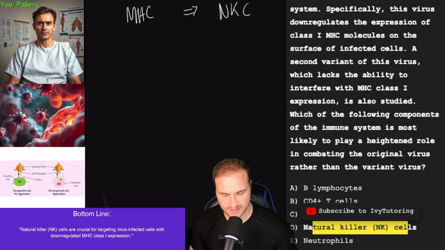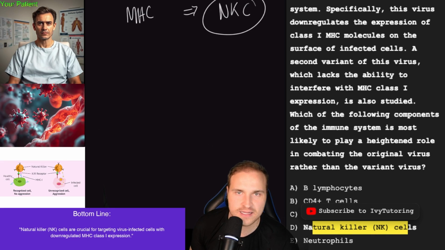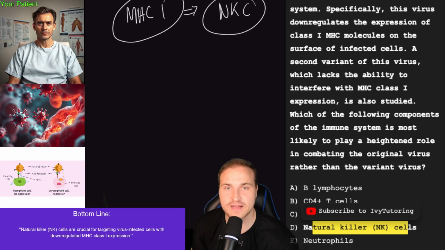So natural killer cells, these NKCs, are wired to do the opposite of CD8 positive T cells. They look for what is missing, not what is present. And so if you don't have an MHC1, then that's a red flag. And so they activate and release perforin and granzyme B, and they kill the infected cell on the spot. And so in this question, the virus that downregulates the MHC can get away from the CD8 positive T cells, but not away from the natural killer cells.